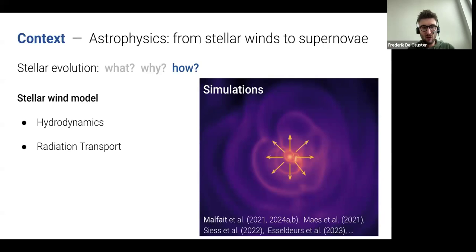And also, of course, what we see is the electromagnetic radiation. So if you want to know how these things appear in our observations, you also need to know how the radiation transport happens throughout these objects.